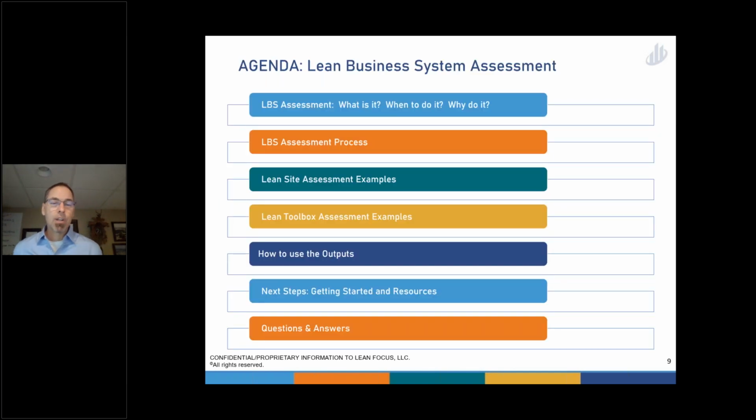So today we're going to cover the Lean Business System assessment. We'll talk about what it is, when to do it, why do it. We'll get into the process, share some examples of the Lean Site Assessment and the Lean Toolbox Assessment, kind of 2 pieces of the Lean Business System. And then how to use the outputs, next steps, and then there will be some time at the end for some Q&A.